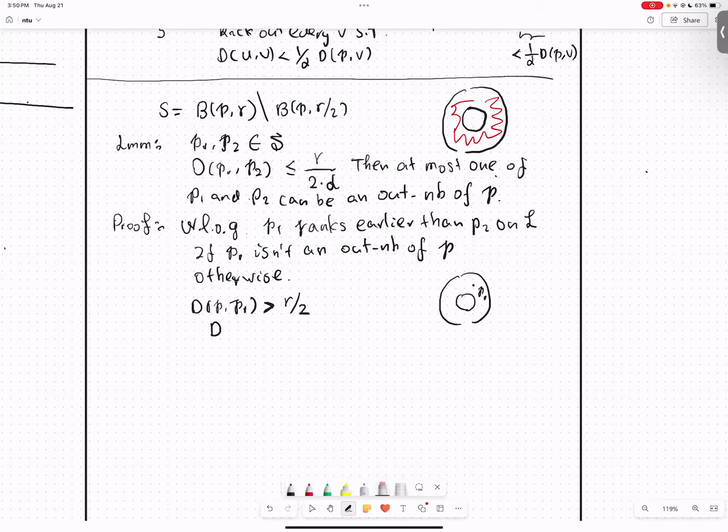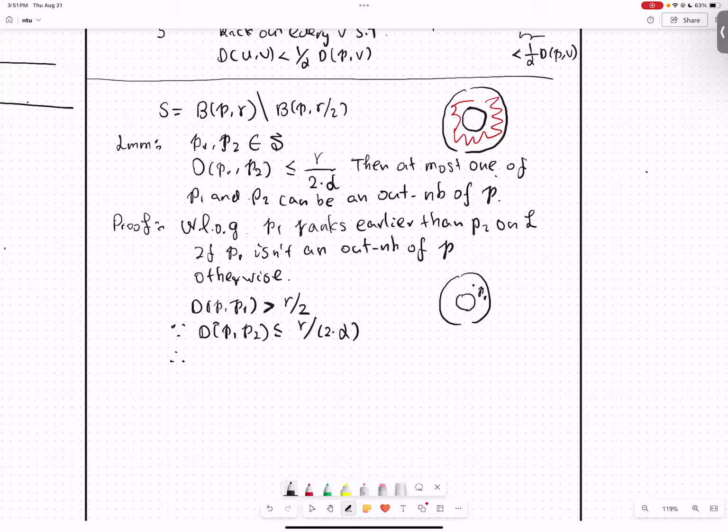You see what I mean? Strictly larger, right? Why? Because P is the center of this donut, and the inner circle has radius R/2, and P1 is in the donut. So S, you can see P1 and P2, there are 2 points in S. On the one hand, I have this inequality. On the other hand, you told me that these 2 points are fairly close, because you told me that the distance between P1 and P2 is less than or equal to this.